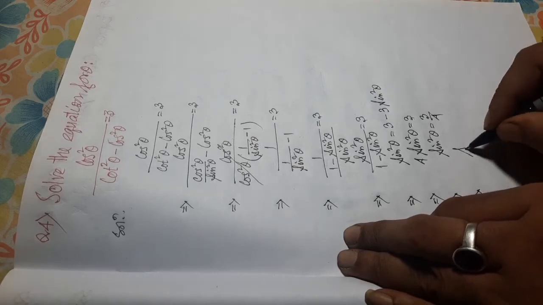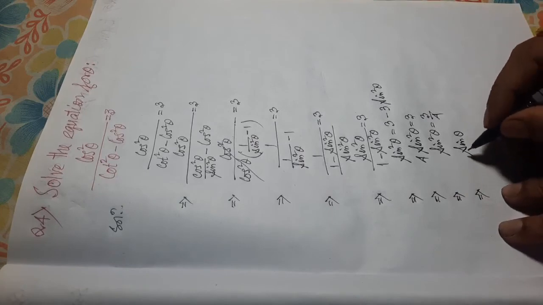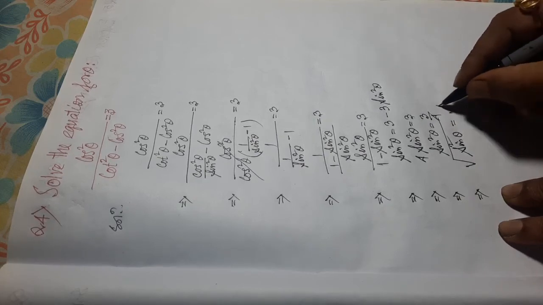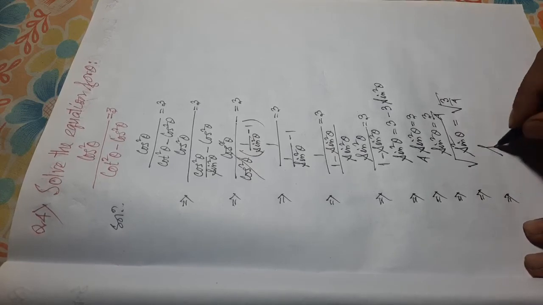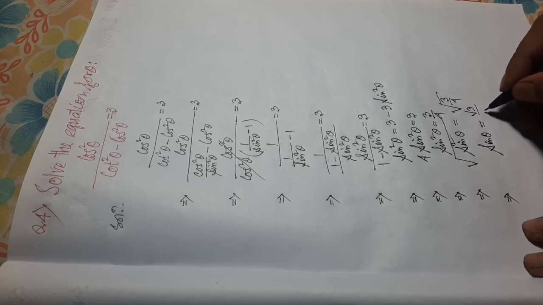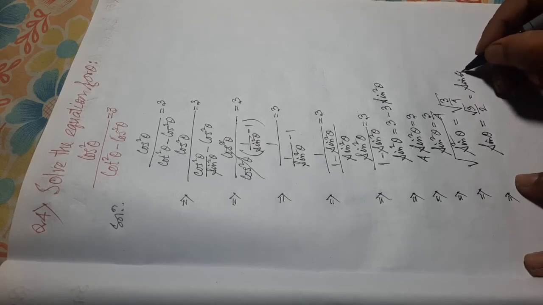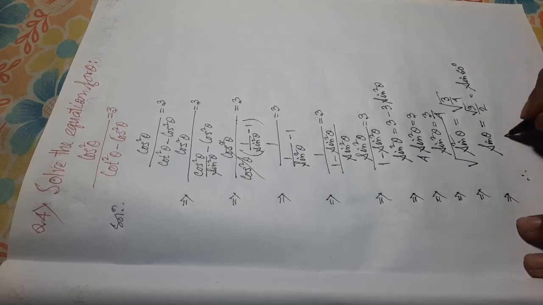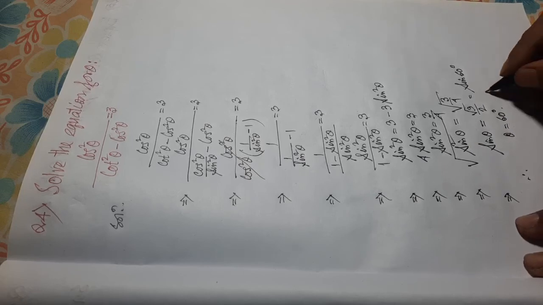implies sine theta, square root of sine square theta is equal to square root of 3 by 4 implies sine theta is equal to root 3 by 2 is equal to sine 60 degree. Root 3 by 2 is equal to sine 60 degree. Therefore, theta is equal to 60 degree. Answer.